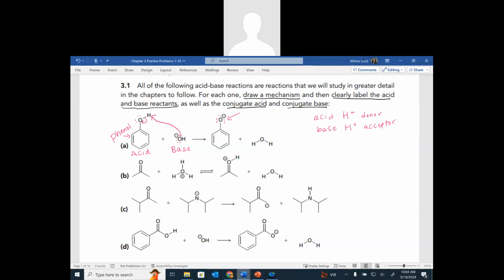The acid has a pair or a conjugate with this species over here. So this is our conjugate base. And a water molecule would then be our conjugate acid. It's like the hydroxide, but it has 1 extra proton. So we have effectively now drawn the mechanism and clearly labeled acid, base, and conjugate acid.